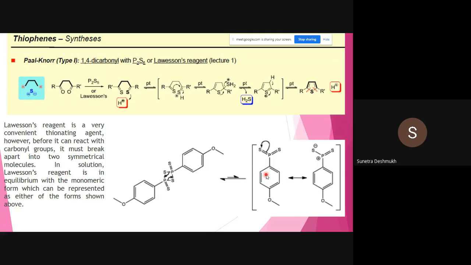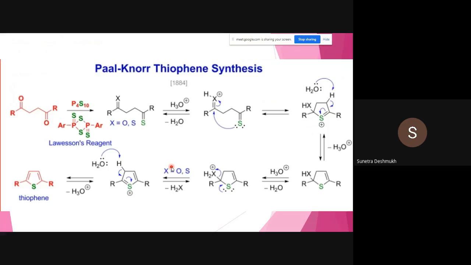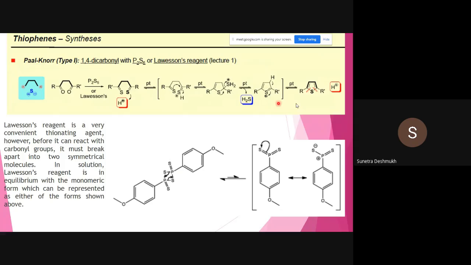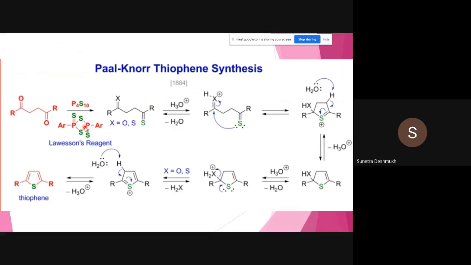In solution, Lawesson's reagent is in equilibrium with the monomeric form, which can be represented as either of the forms shown above. So here we have shown everything. Now we will go for the mechanism of the Paal-Knorr thiophene synthesis from a 1,4-dicarbonyl compound. You can refer to the previous slide for the mechanism. The same mechanism I have written over here again.